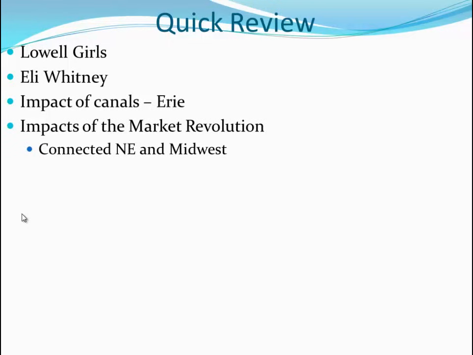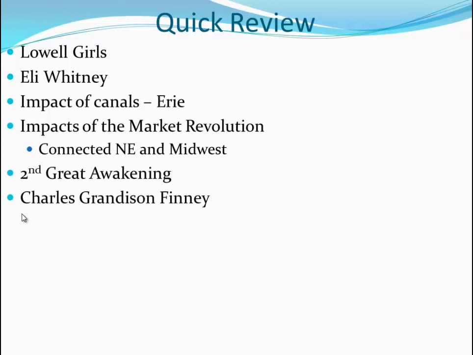All right, let's do a quick review of this chapter, the Lowell Girls, and definitely know the Lowell Girls and the impacts of them on women in Massachusetts. Eli Whitney, his two inventions, the interchangeable parts and the cotton gin. Know the impacts of the canals, especially the Erie Canal, and that led to increased trade, connecting the Northeast and the Midwest. The impacts of the Market Revolution, the same idea, the Northeast and the Midwest. Second Great Awakening, know Charles Grandison Finney. Temperance movement sought to eliminate alcohol. Nativism wanted to restrict immigration and was harsh against immigrants, especially Irish and Germans.